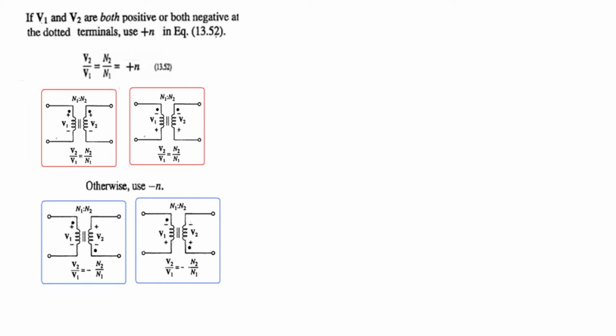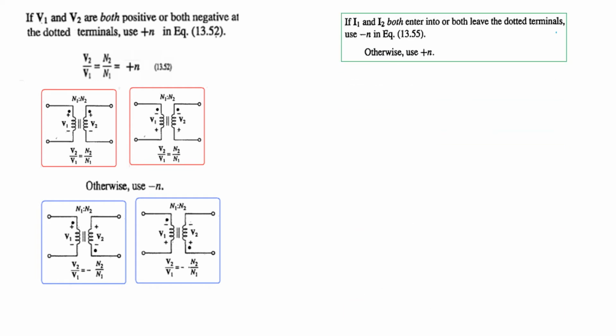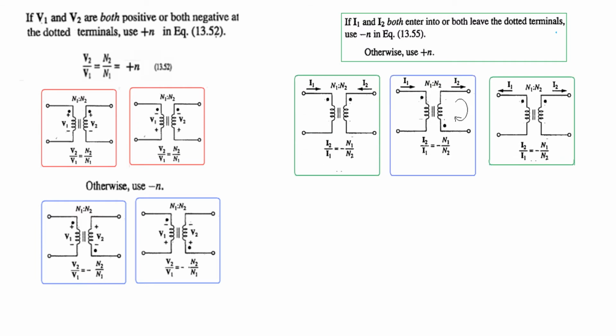The current relation is similar but with the opposite sign. If I1 and I2 both enter or both leave the dotted terminal, then we use a negative sign. As you can see here, both currents are entering at the dotted terminals, or both are leaving at the dotted terminals. In all cases, the relation will have a negative sign: I2 over I1 is negative N1 over N2.